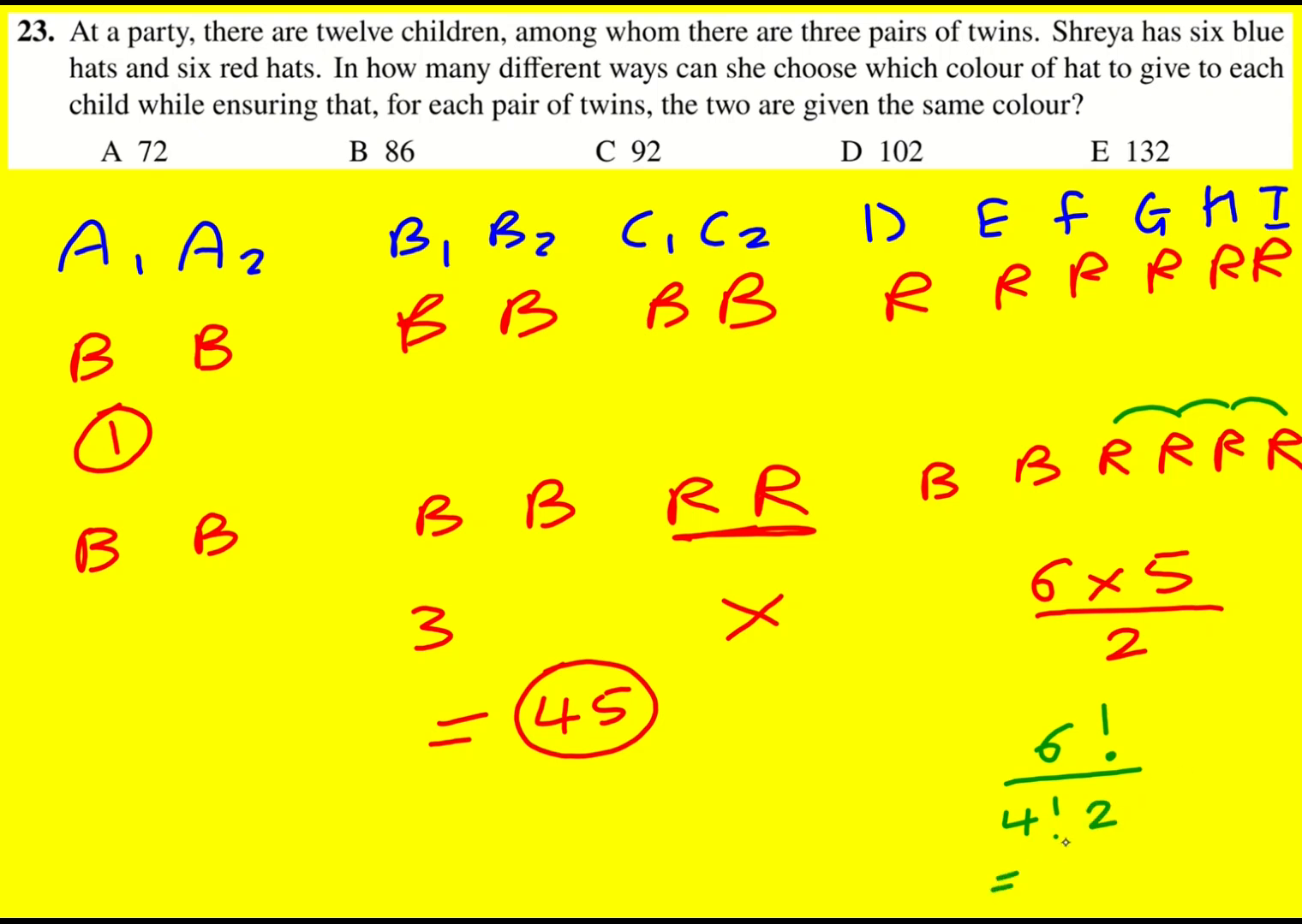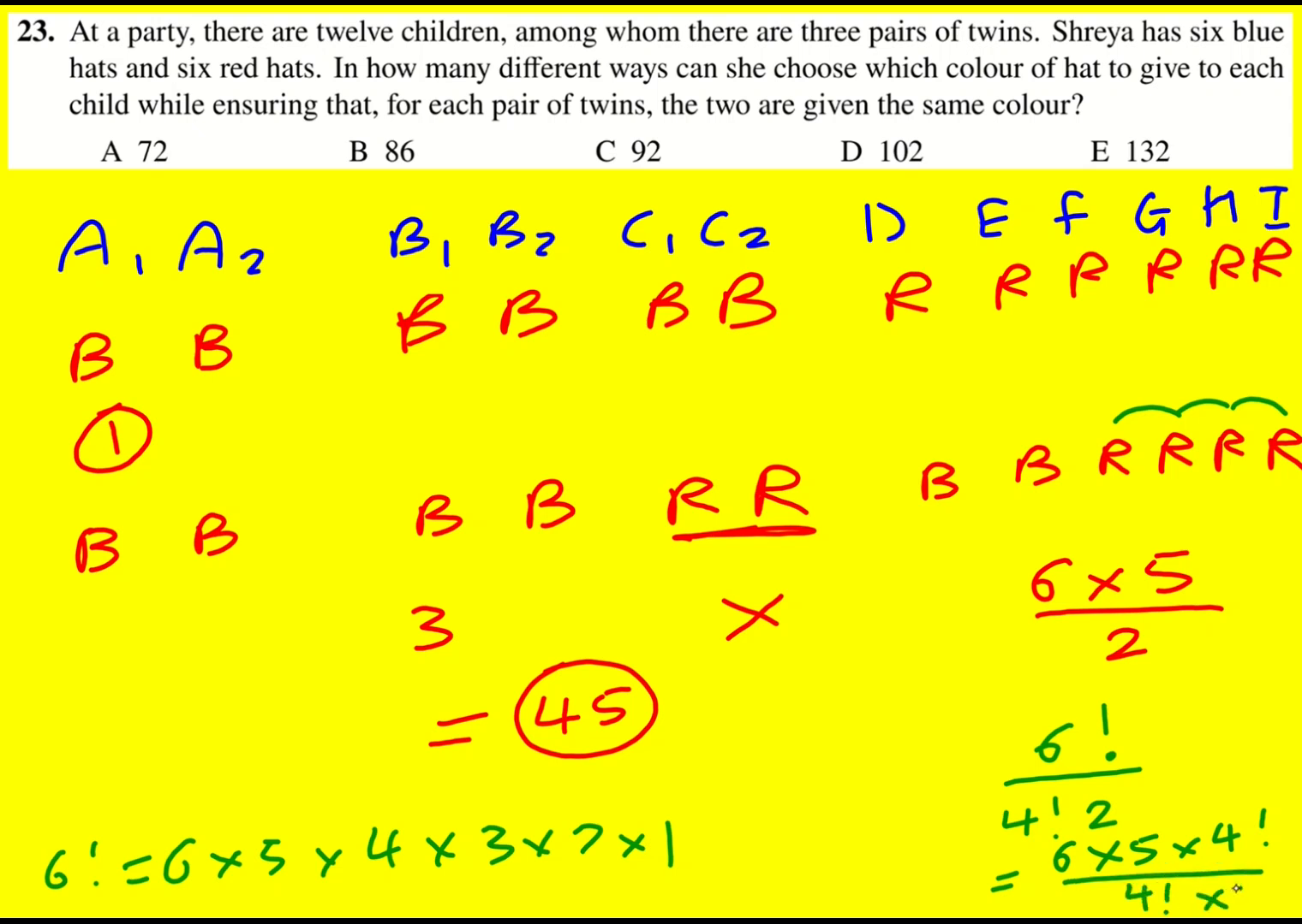Now 6 factorial is actually 6 times 5 times 4 factorial. I should have probably said this. Like 6 factorial is 6 times 5 times 4 and so on. That's what factorial notation means. So it's just 6 times 5 times 4 factorial divided by 4 factorial times 2. The reason I've done that is that then these cancel and I'm left with my 6 times 5 over 2.